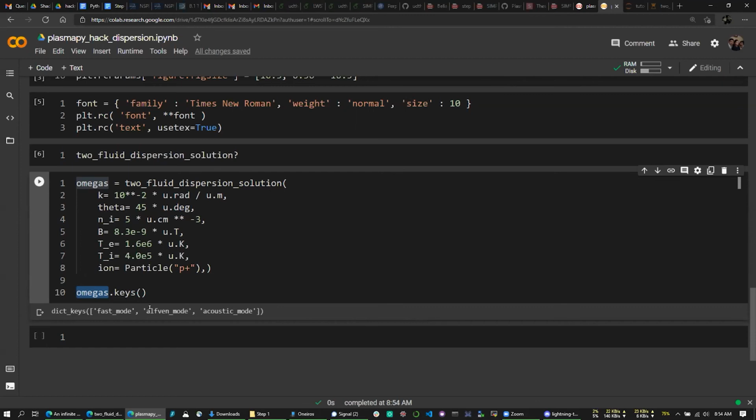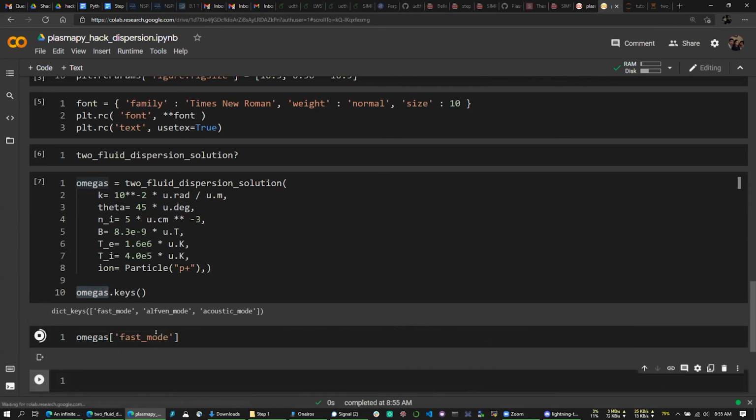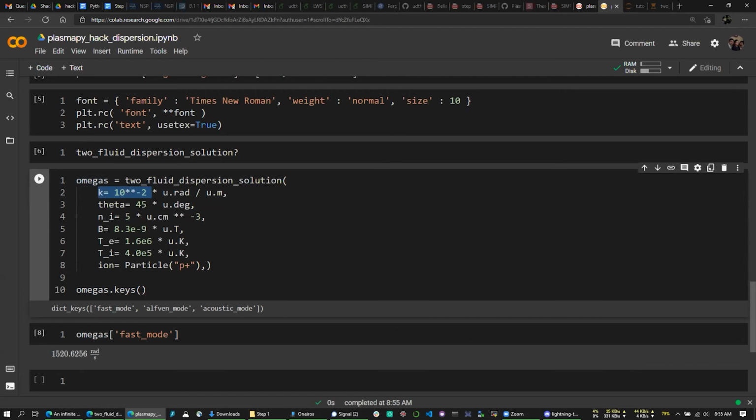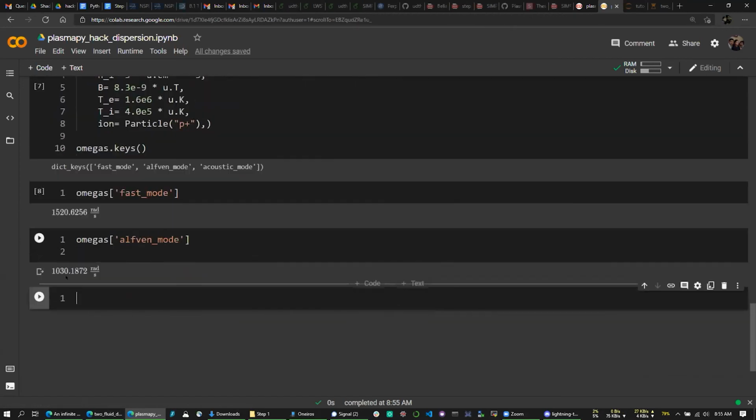So it gives you a fast mode, an alpha mode, and an acoustic mode. These are the 3 modes which it gives. And if you do omegas and, let's say, fast mode, it will give you the value of omega corresponding to the fast mode for this value of k. You can similarly find the same thing for the other modes as well, right? So that's how it works. And fast mode will be the fastest mode, alpha mode is the middle mode, and acoustic mode is the slowest mode, right?